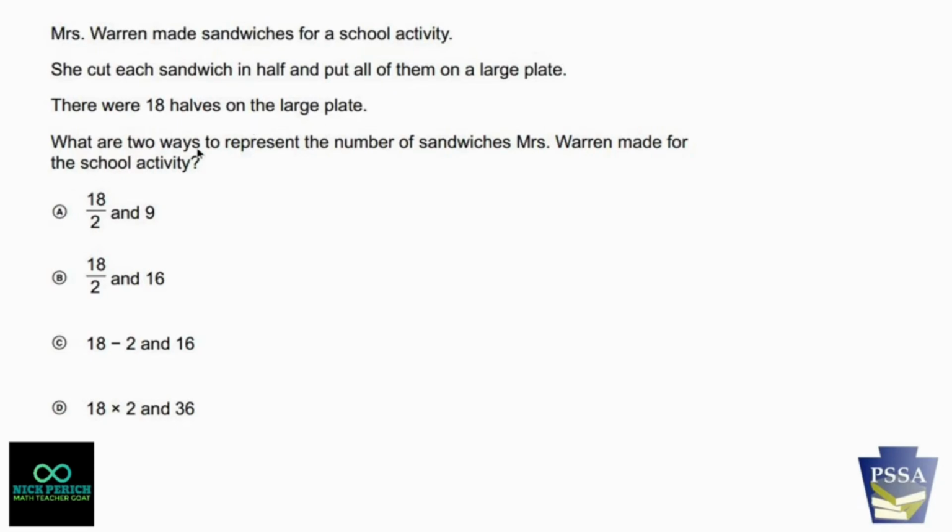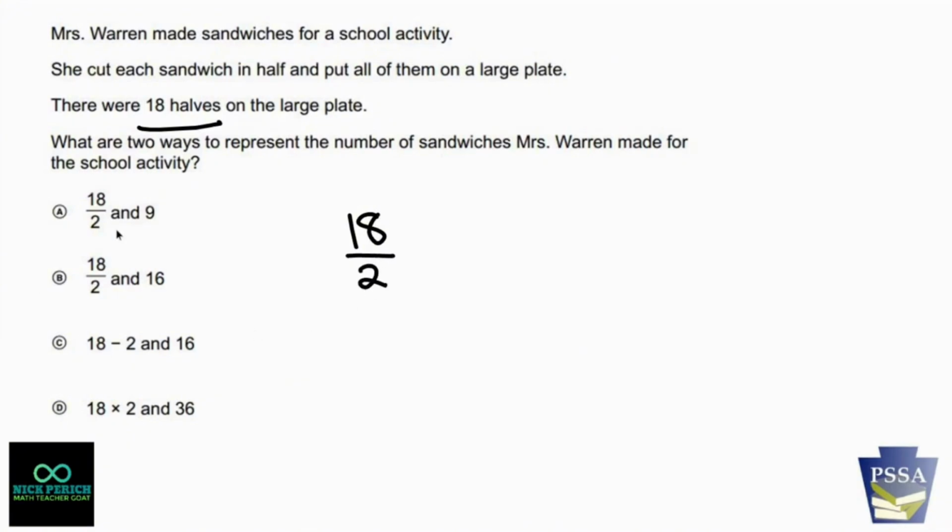Interesting. What are two ways to represent the number of sandwiches Mrs. Warren made for the school activity? All right, well, 18 halves is one way to write it out. Now, a half is 1 over 2. So 18 halves is 18 over 2.